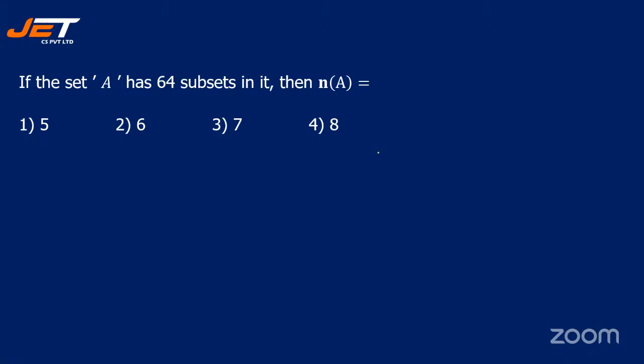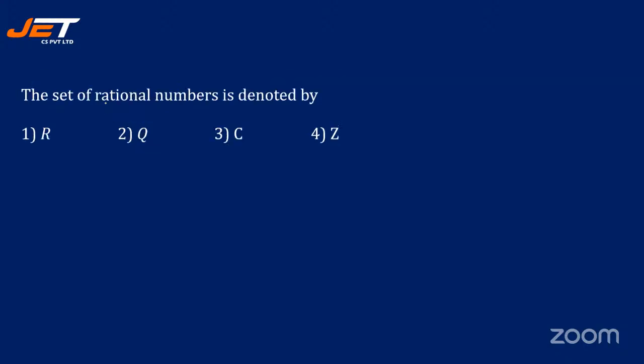So it is 2 power n, isn't it? When we talk about subsets, it is nothing but 2 power n. So here 2 power n is equal to 64. How much is 64? Try 2 to the power 6, 2 to the 4, 4 to the 8, 8 to the 16, 16 to the 32, 32 to the 64. Therefore, your n is 6. That is your option 2. All right? Yes. See the next question.